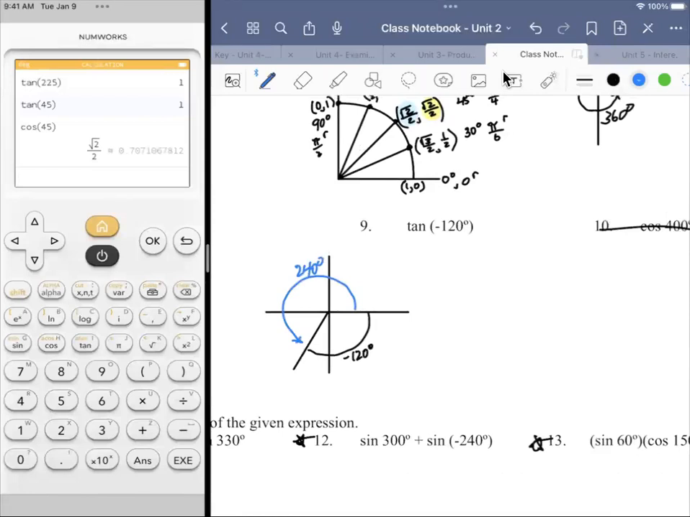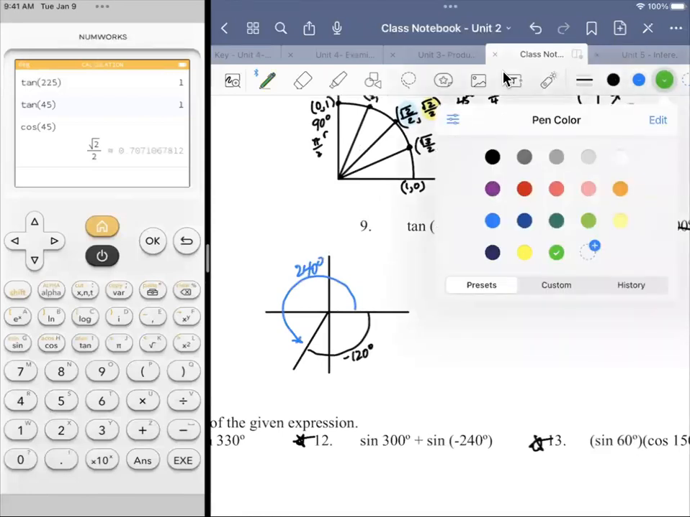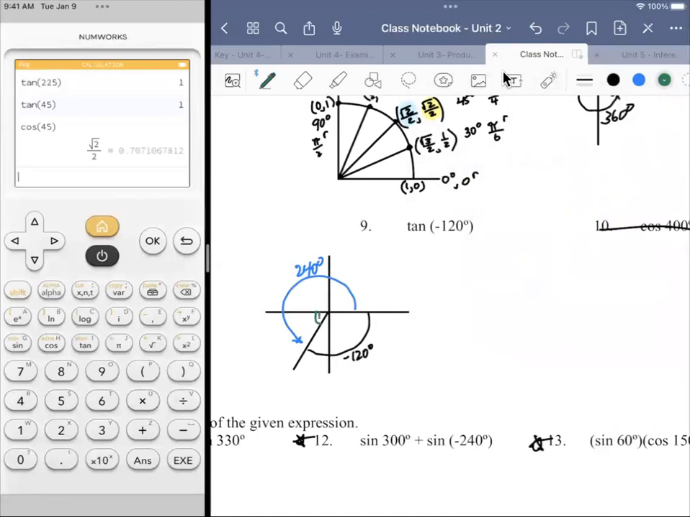But remember, I want the reference angle. Right? That'd be this little guy here. So I can look at it and say, if I go 240, I'm going 60 beyond 180. Or I can look at it as, if I'm going negative 120, what's it going to take to get me back to the x-axis? Another 60 degrees. Right? So either way. Now, ASTC, in quadrant 3, tangent is positive. So this would be equivalent to the tangent of 60.